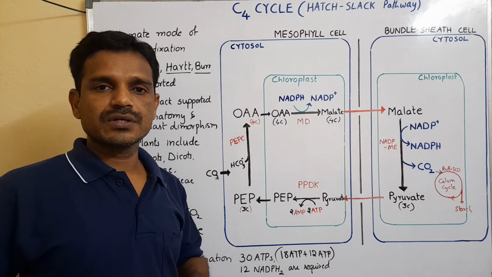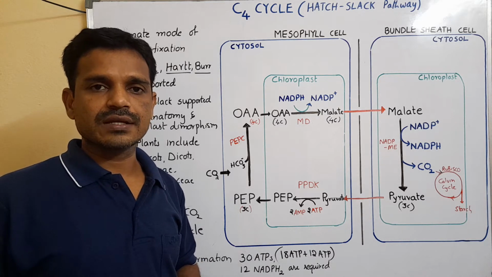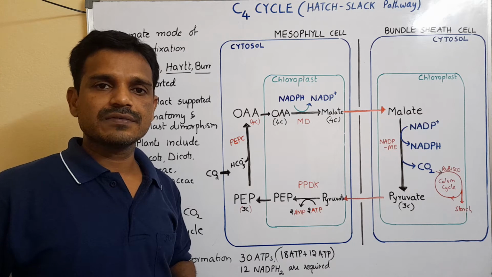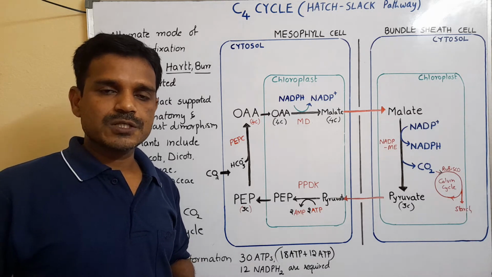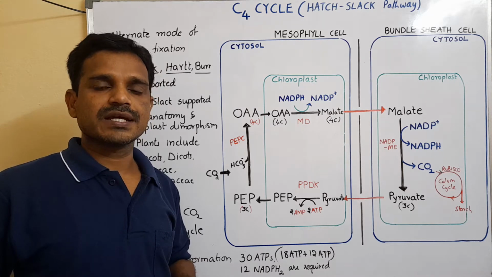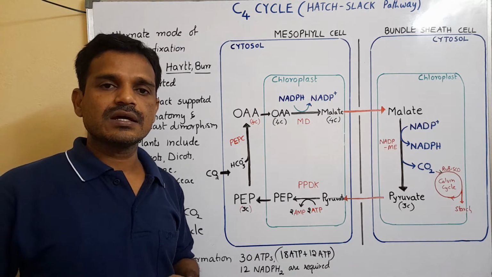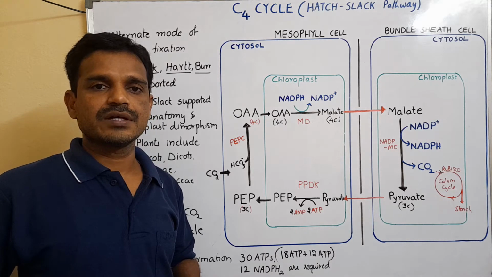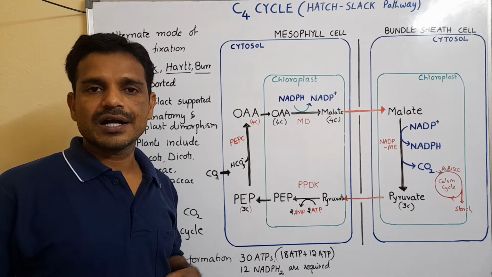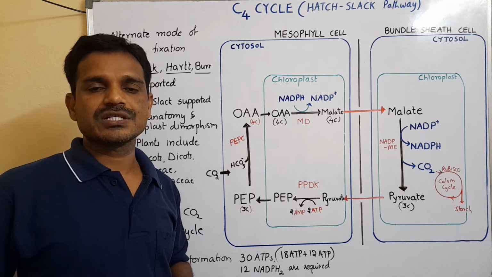Hello, now we are going to learn about the C4 cycle. It is one alternate method of carbon fixation. It minimizes photorespiration and optimizes the Calvin cycle. The C4 cycle concentrates the CO2 at the site of carboxylation. So C4 plants are adapted to arid climatic conditions.